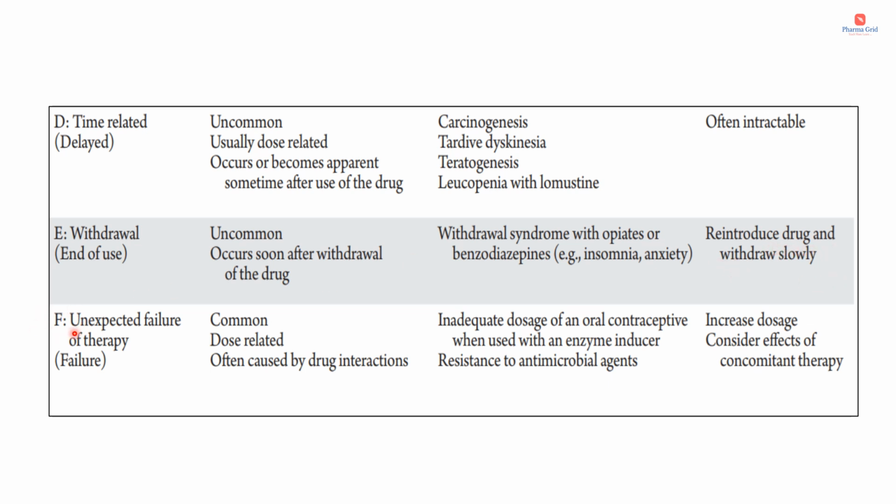Then the last one is type F. F stands for failure. Unexpected failure of therapy. Features include that it is common, dose related, often caused by drug interactions. Examples include inadequate dosage of an oral contraceptive when used with an enzyme inducer. Then resistance to antimicrobial agents. Treatment option is to increase the dosage, then consider the effects of concomitant therapy.